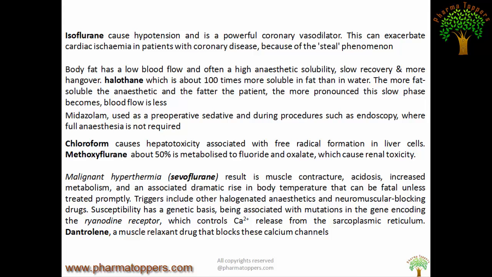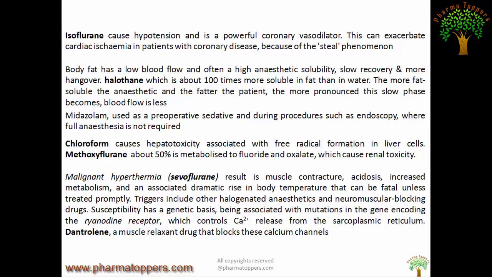Coming to halothane, body fat has a low blood flow and often has a high anesthetic solubility. So the recovery is slow and the hangover is more. Halothane is found to be 100 times more soluble in fat than in water, so the amount present in the fat after complete equilibrium is 95% of the total body content. The more fat soluble the anesthetic and the fatter the patient, the more pronounced the slow phase, because of the decrease in blood flow.